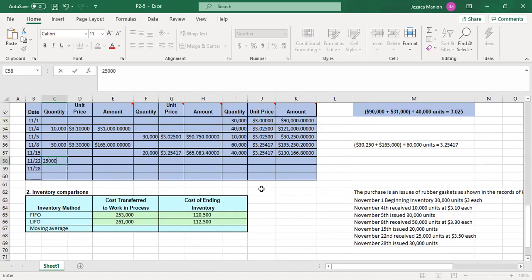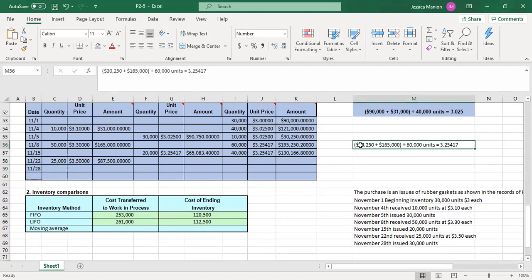So again, because we've got more incoming inventory, now we're going to calculate another weighted average cost per unit. I mentioned at the beginning of this that a new weighted average gets calculated after every purchase of inventory or every purchase of material, right? So now this equals 25,000 times $3.50 each. Okay, so now our formula, and again, I'm just going to copy and plug the new data in here to make it easier for me.